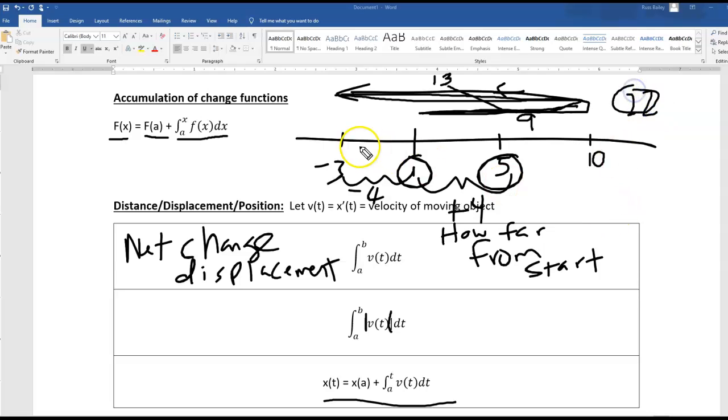While the displacement would be negative 4 for that, because I land at negative 3, the distance would be 22. And that's what happens whenever you take the absolute value of velocity. Since it gets rid of the signs, the directions, it just gives you the total distance traveled. Okay.